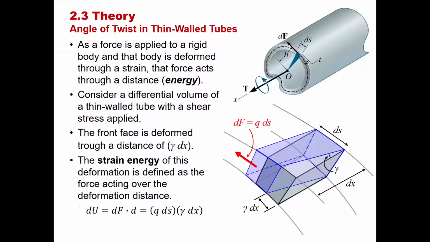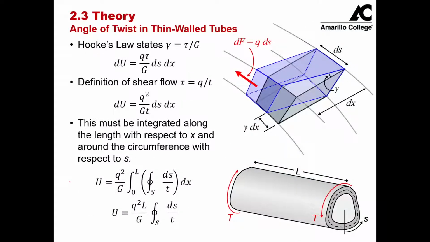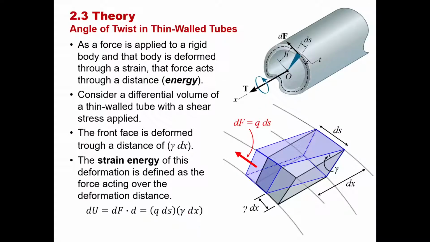Okay, so now we can say that the differential energy used to deform this differential element is going to be the shear flow times the differential arc length around the outside of the tube times the shear strain times some differential longitudinal distance dx along the length of this tube. From Hooke's law from chapter 1, our shear strain is equal to our shear stress divided by our modulus of rigidity, which we can then plug back into the previous equation for gamma.